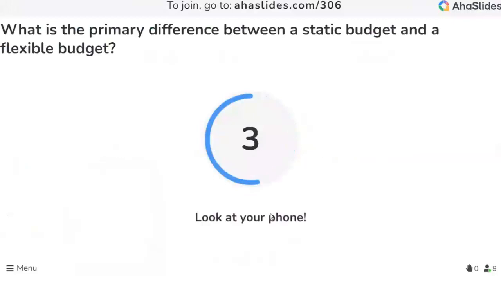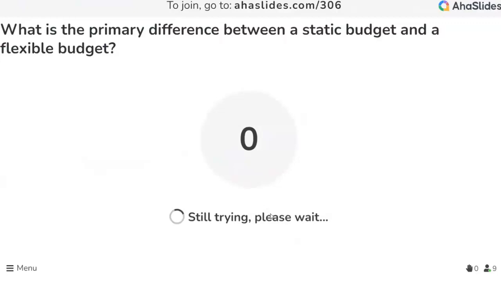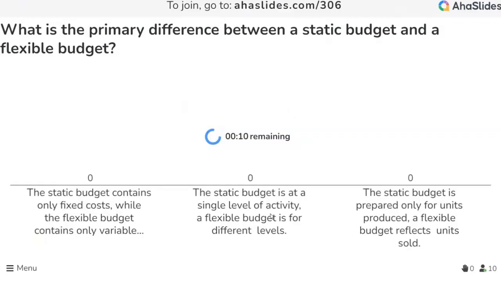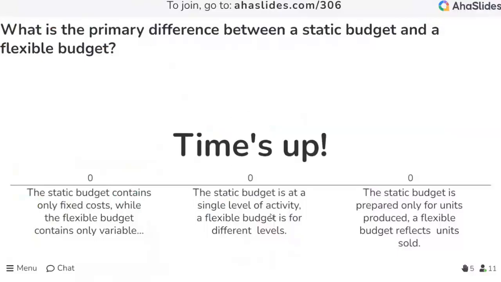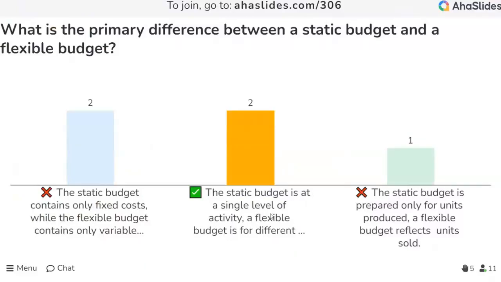What's the primary difference between a static budget and a flexible budget? Static budget contains only fixed costs, while a flexible budget is variable. Static budget is at a single level of activity, the flexible budget at different levels. Static budget is prepared only for the units produced. No. The answer is number 2. The static budget is at a single level, where the flexible budget is at different levels.